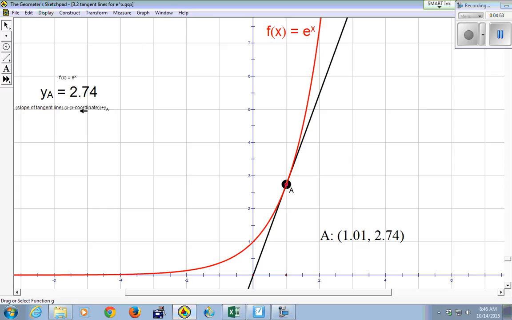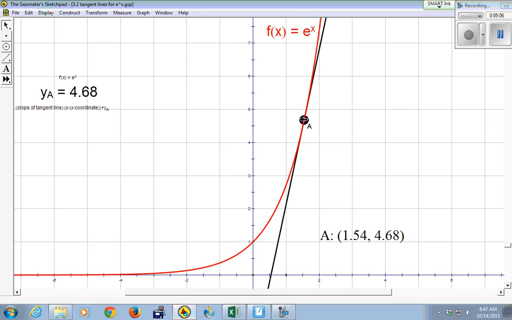So you can see that the slope here and the y coordinate of point A are always the same. My derivative function has the same x and y values as the function itself. Slope of the tangent line, y coordinate of point A, same.